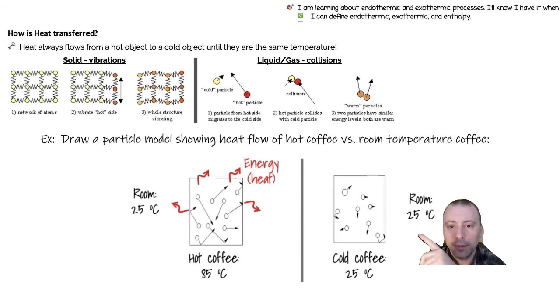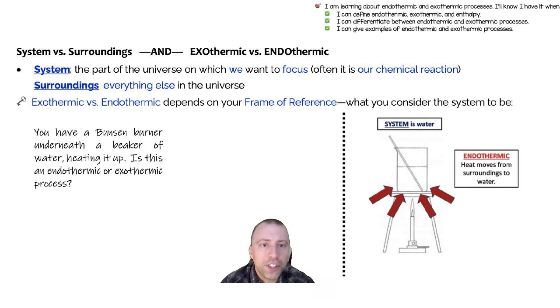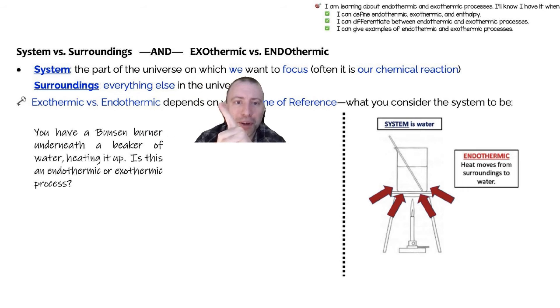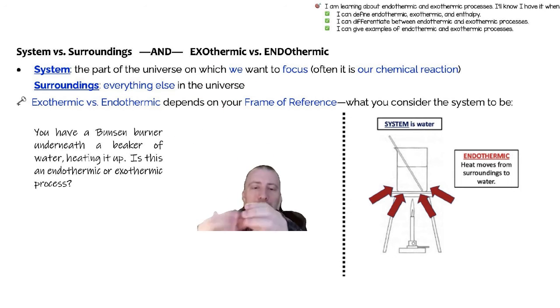The concept of system versus surroundings and endothermic versus exothermic is a key point of this whole unit. This is something you absolutely have to master. So the system is the part of the universe that we are focusing on. And so it could be your chemical reaction, it could be a balloon, it could be a cup of coffee, it could be the air in your tire of your car.